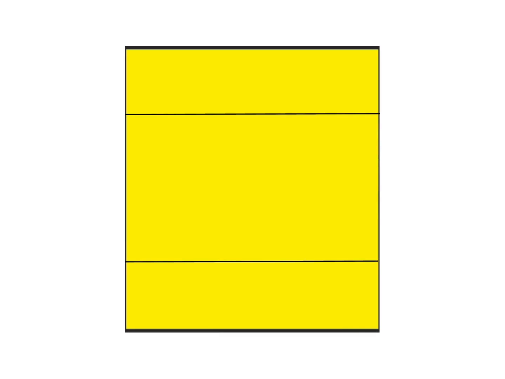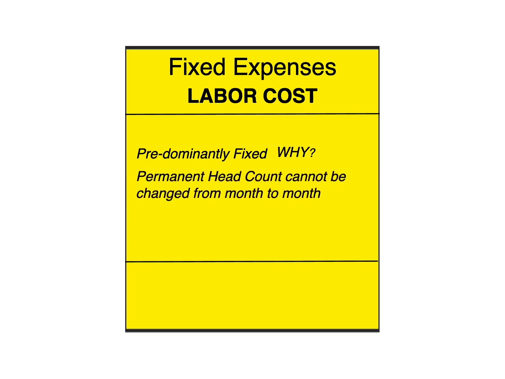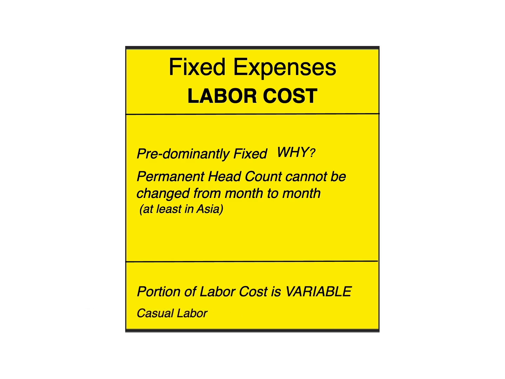Let us look at an example of fixed expenses. We begin with one of the biggest items of expense in a profit and loss statement in any department of a hotel, labor cost. Labor cost is considered fixed because the headcount related is considered permanent. Normally, there is a small portion of labor cost which is variable relating to temporary labor.